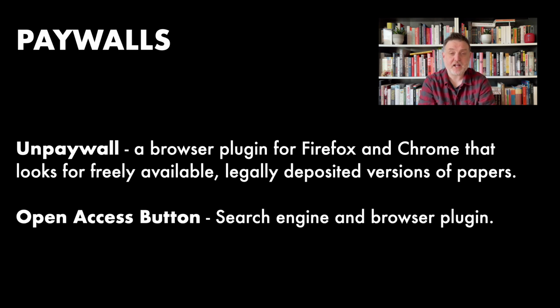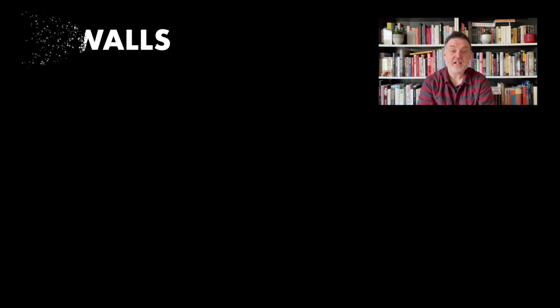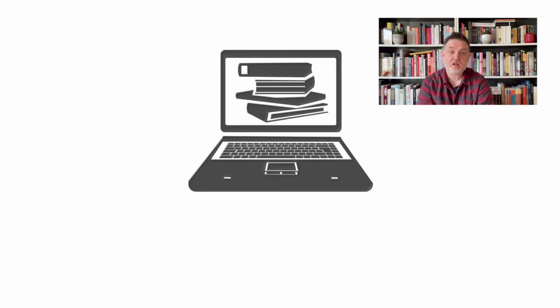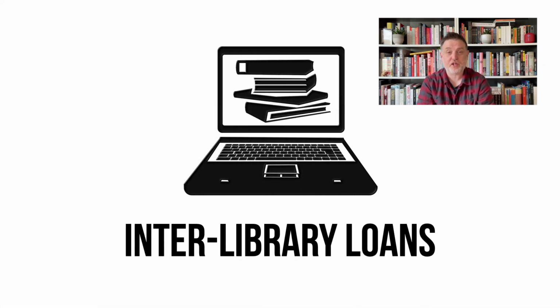There's also Open Access Button. Open Access Button is a search engine and a browser plugin that again can help you to find freely available versions of papers. Links to all of these tools are in the description below. If these options don't work, you can always submit an interlibrary loan request and we'll try to get the article for you from the British Library.